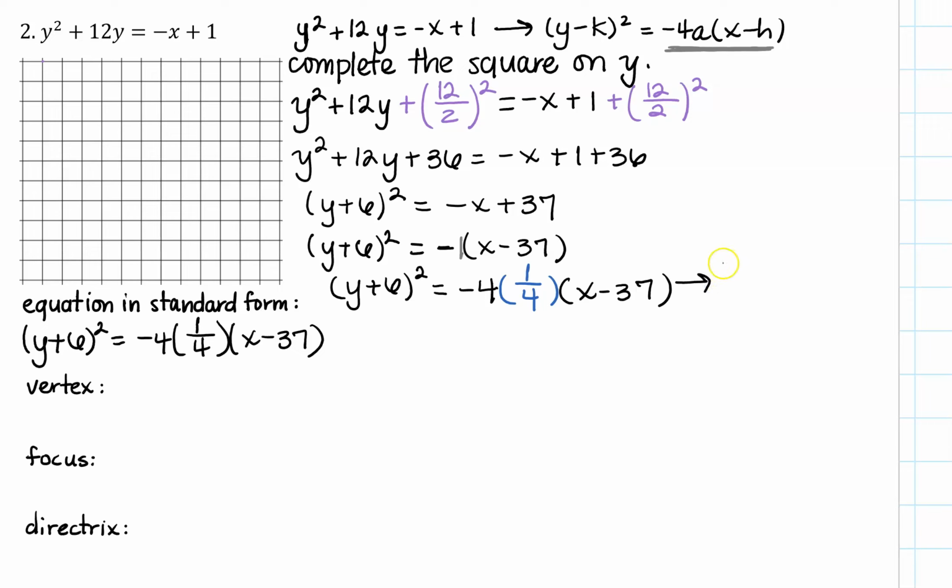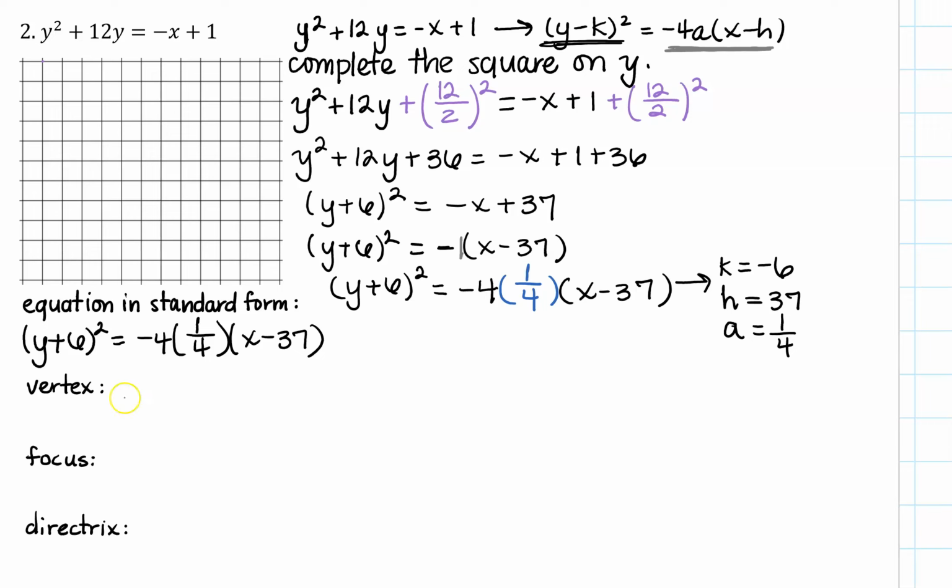I can read off that k is equal to a negative 6. Since the form has y minus k and we have y plus 6, we are subtracting a negative 6 to get that k is a negative 6. Our h is equal to a positive 37. H is what is being subtracted from x, and it is 37 that's being subtracted from x. And our a is equal to a positive 1/4. A will always be positive, and a is what is multiplied by the negative 4. So now we can start filling out some of this information.